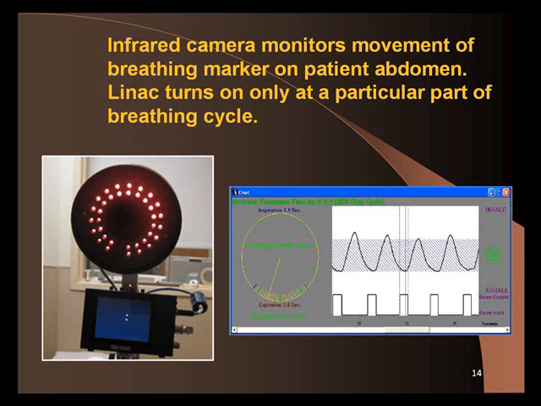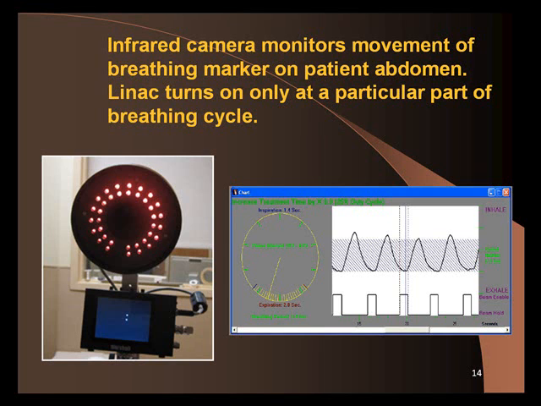And that camera, see these 2 little dots? That image right there is displaying what the camera, which you can't see, this black dot in the middle, is looking at. As the patient's breathing, these dots are going up and down. So that's how it's monitoring the position of the breathing and the cycle of the breathing.